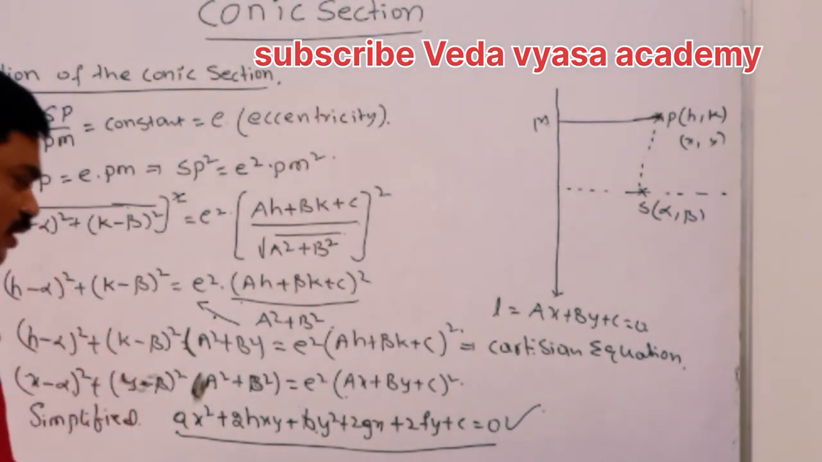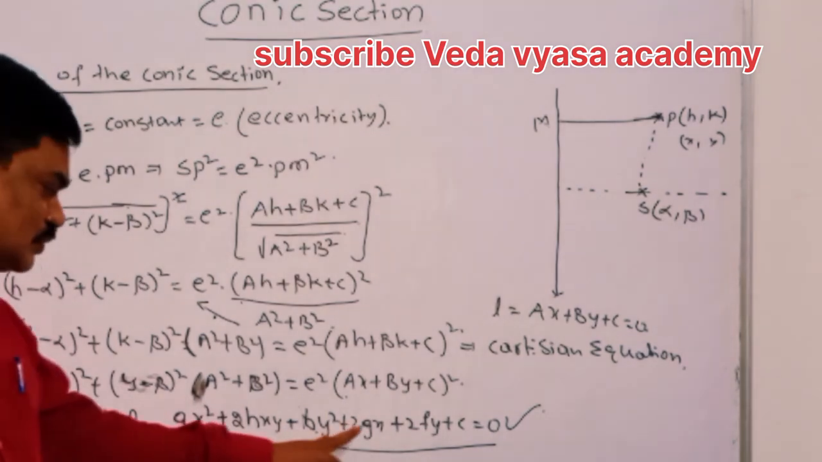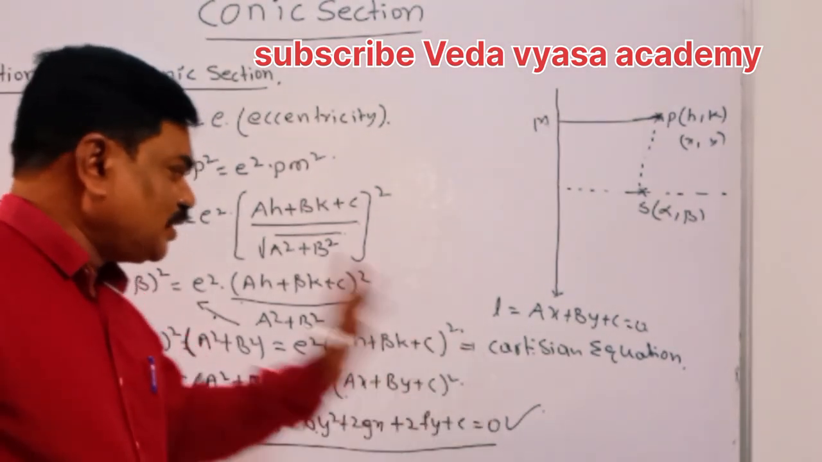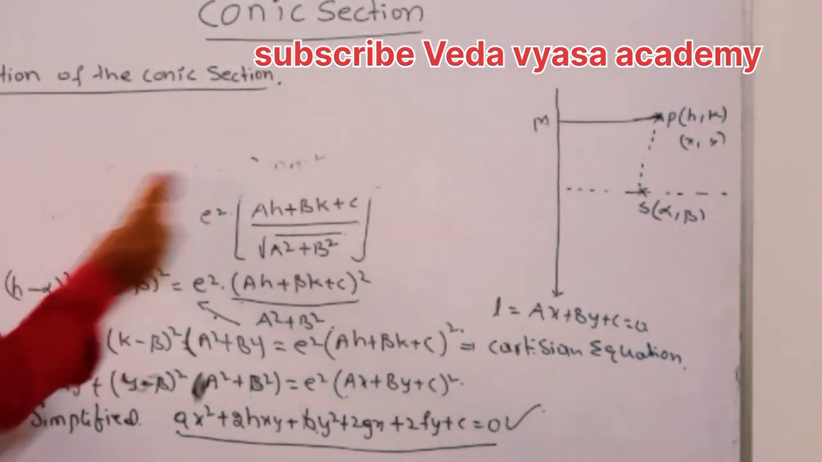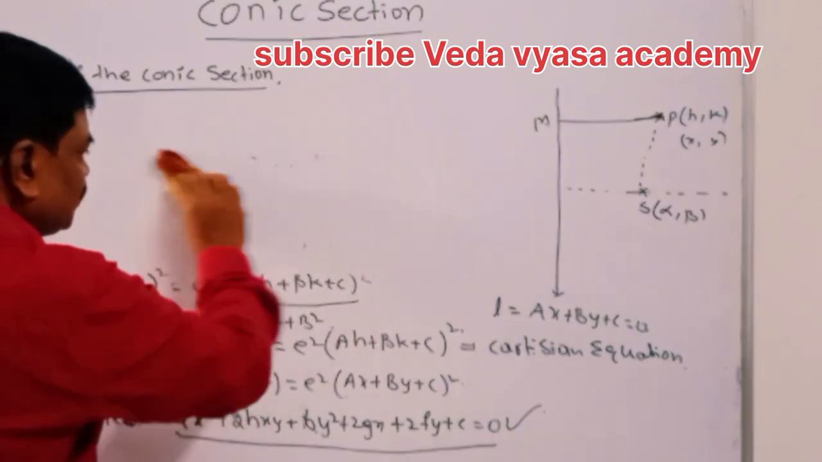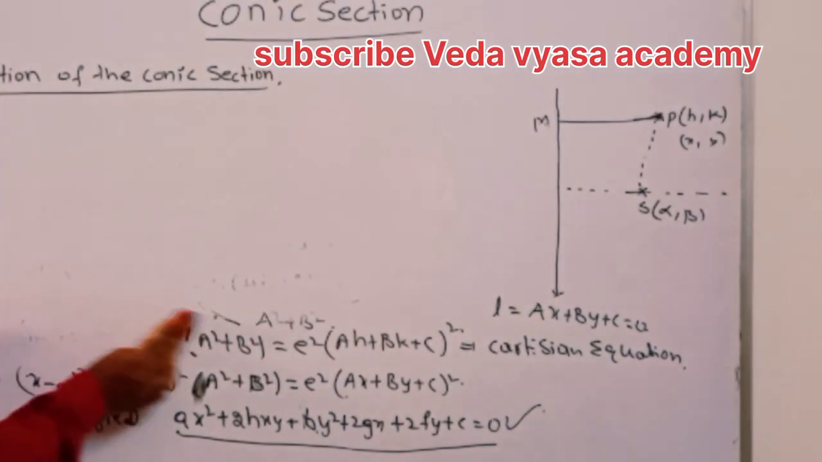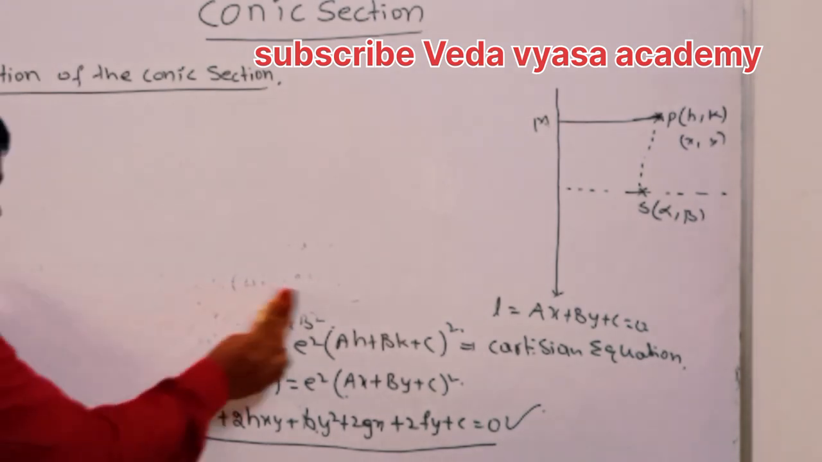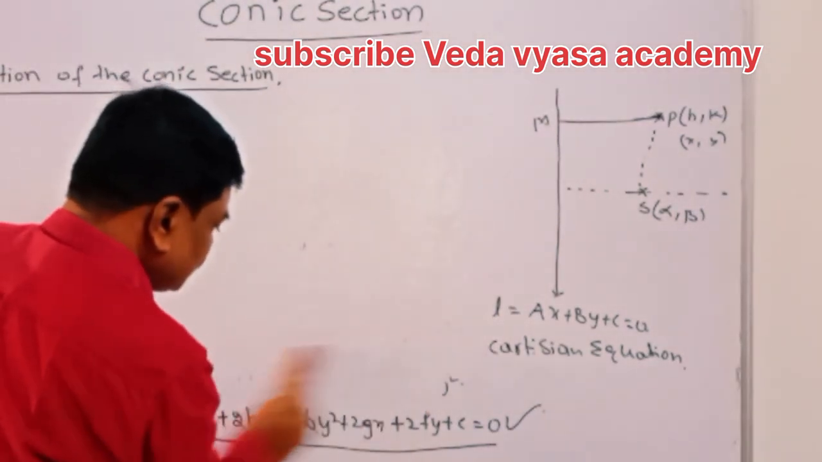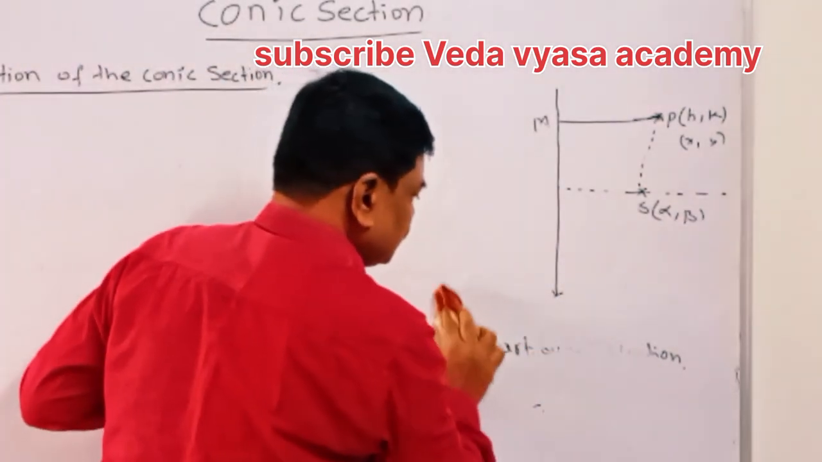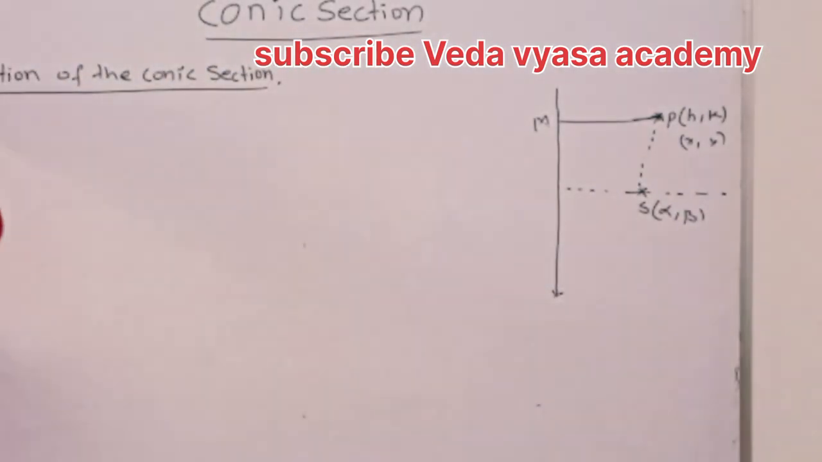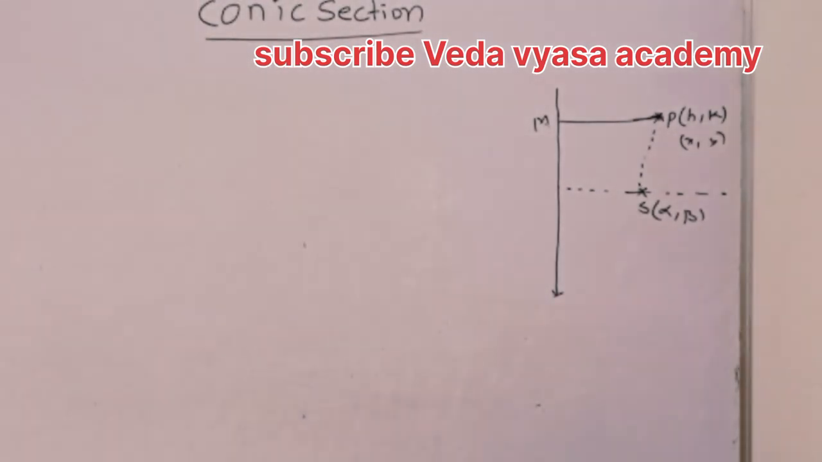Then you will get the equation of the conic section ax square plus 2hxy plus by square plus 2gx plus 2fy plus c is equal to 0 is the equation of the conic section. Okay, all of you. Then we go to discuss the recognition of the conics. Recognition of the conics is very important. Equation of the conic section is completed.